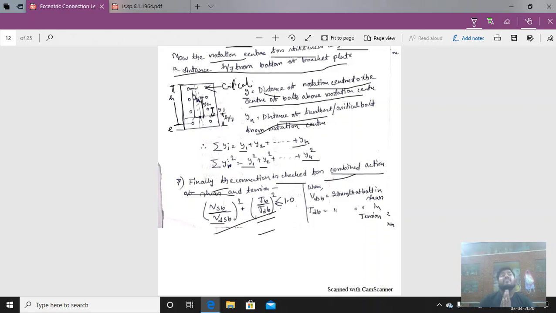So this is the theory for the design principle for un-stiffened seat connection. In my material, the stiffened seat connection math has not been shown. I will give one assignment in your homework, so that you can do the math by yourself from the book, and it will be clear to you why these things are used.